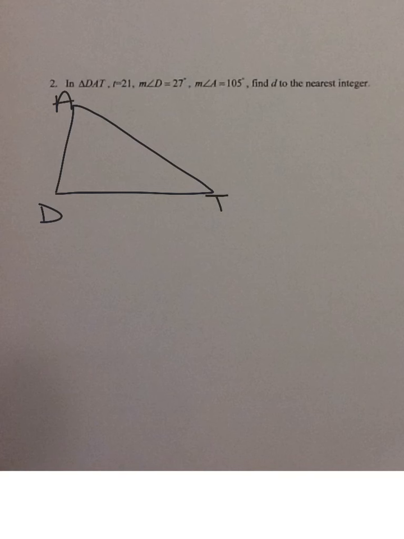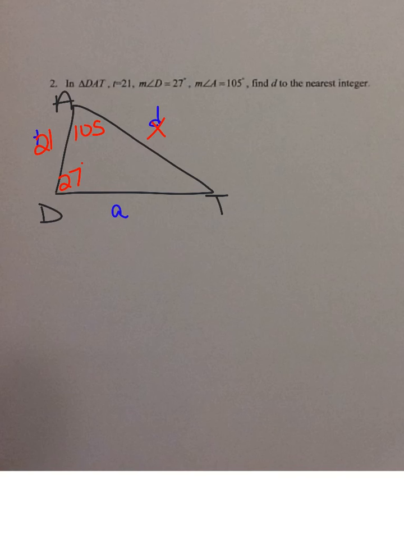Okay, so number 2 says, in triangle DAT, little t is 21, angle D is 27, angle A is 105. We're finding side D to the nearest integer. Okay, so let's draw a triangle. Triangle DAT. So this is side A, side D, and side T. All right, so this is what I know. So side T is 21. Angle D is 27 degrees. Angle A is 105 degrees. And we're looking for side D.